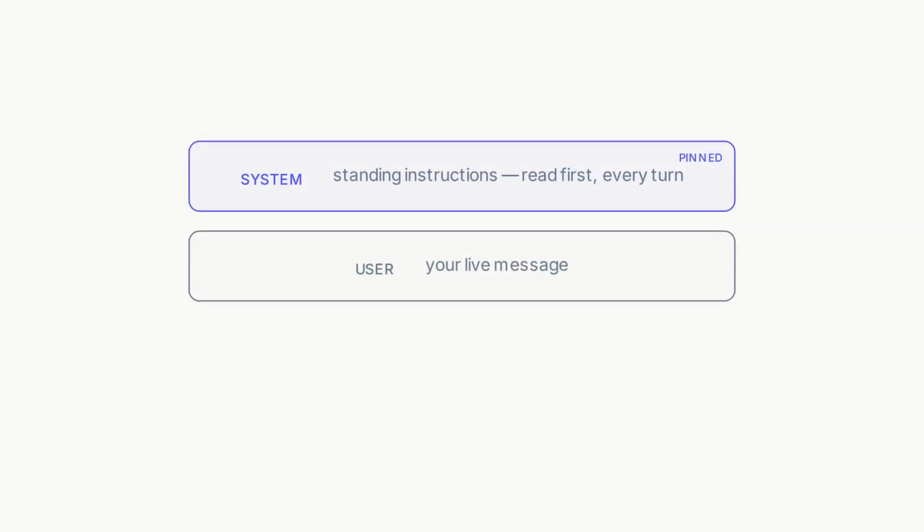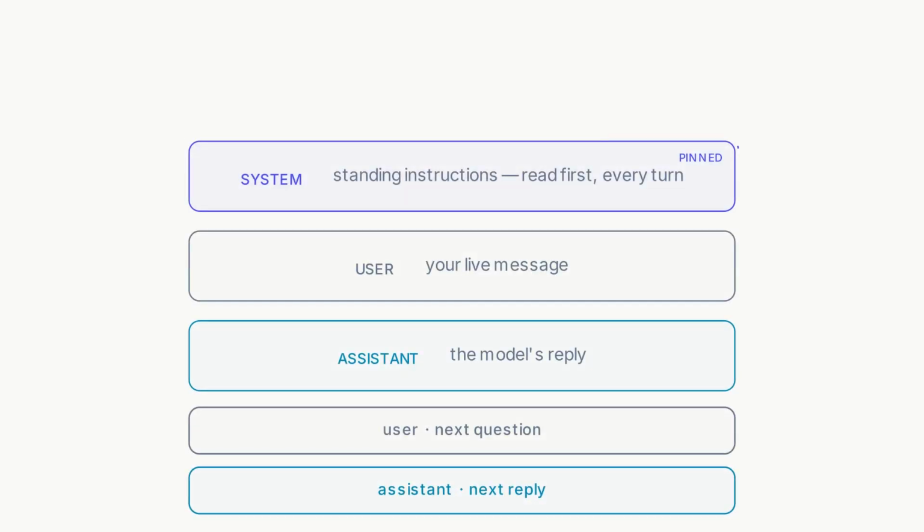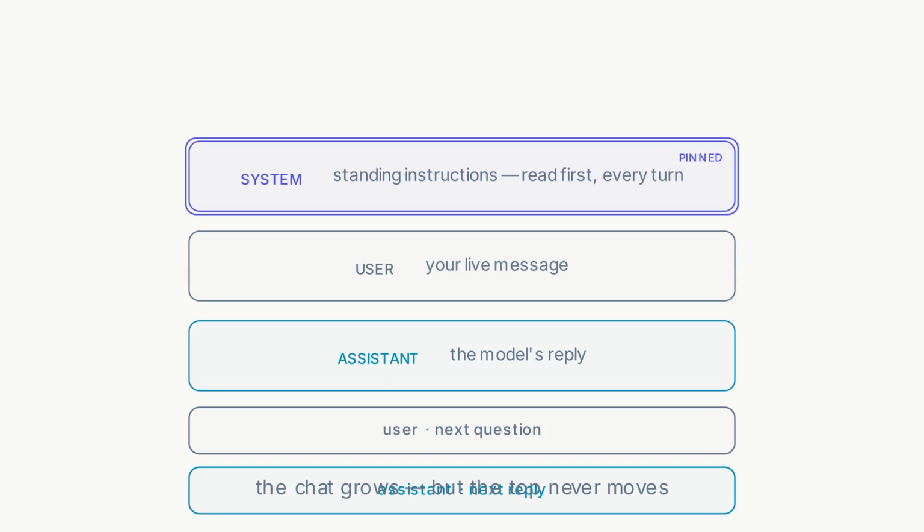Below that come the user messages. That's you, your live questions, arriving one at a time. And between them, the assistant messages, the model's own replies as the conversation unfolds. So the chat grows, turn by turn, a back and forth. But the system message at the top never moves and never fades. It's quietly reread, in full, every single time the model gets ready to speak.